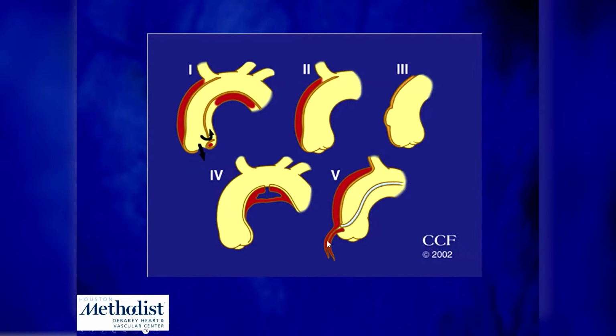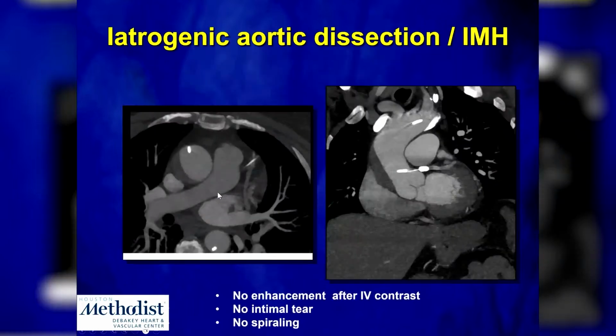Sometimes the dissection involves the coronary arteries, and sometimes it doesn't. And then the dissection typically sits on the greater wall of the ascending aorta. So this is what it looks like on a CT. You could see over here, there is this crescent-shaped hypodensity within the ascending aorta.